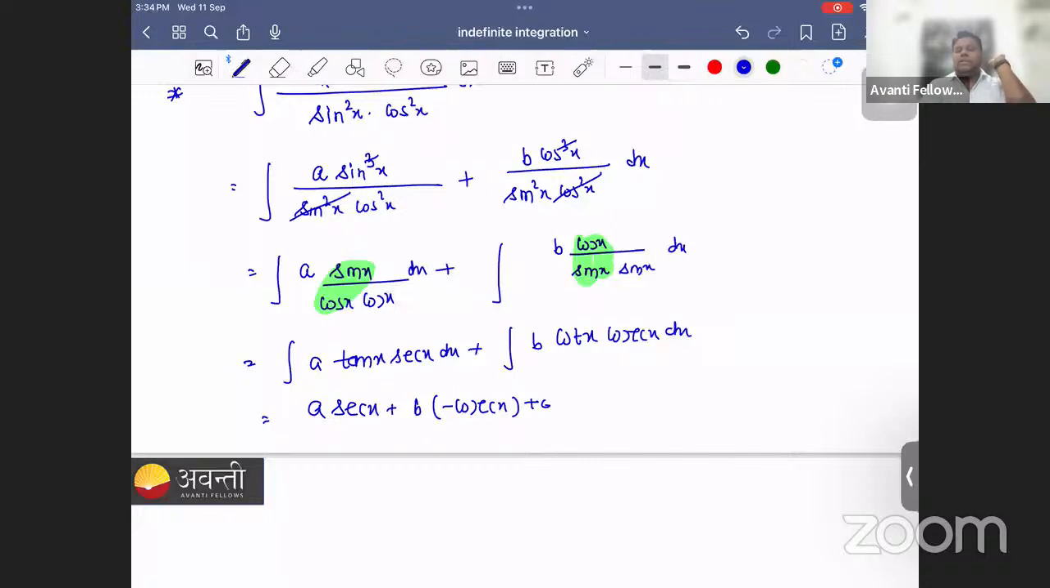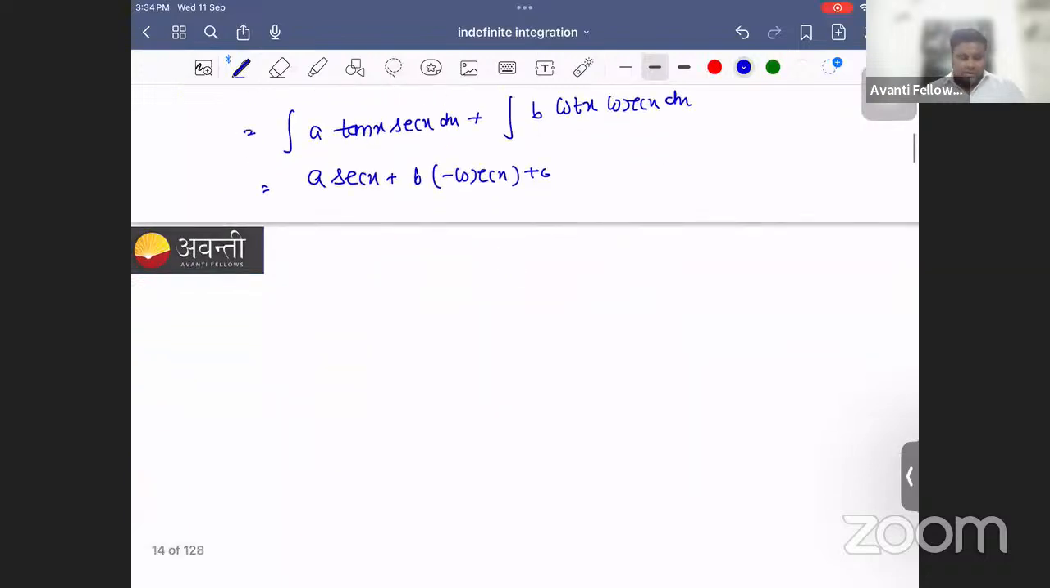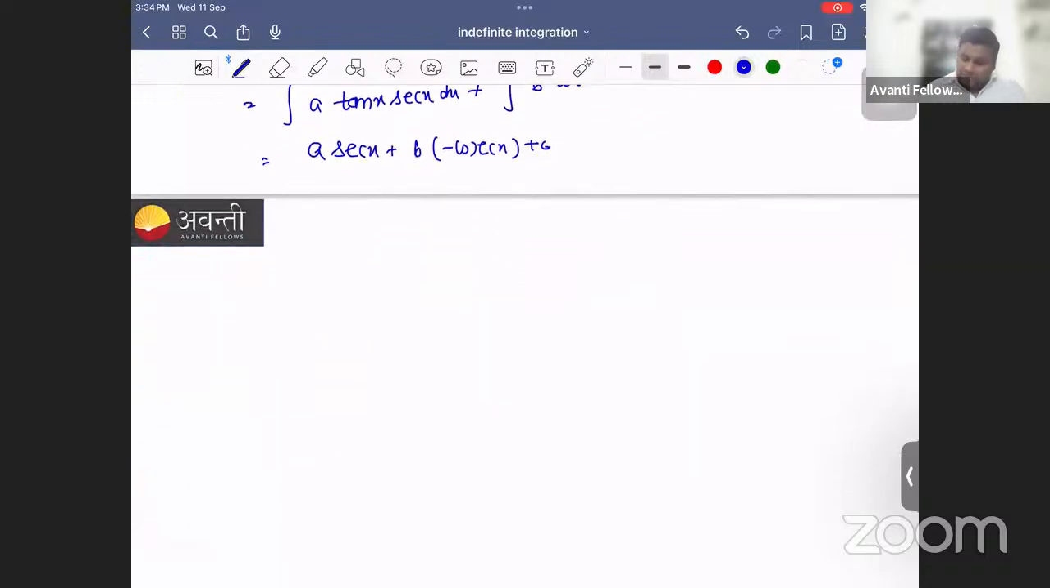So this was all about basic integration, very standard formulas we have used. Now let's come to a very important portion, that is integration by substitution.